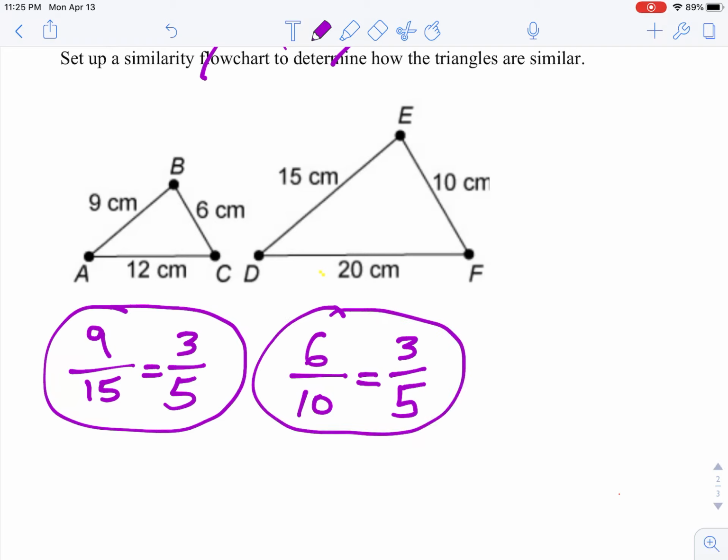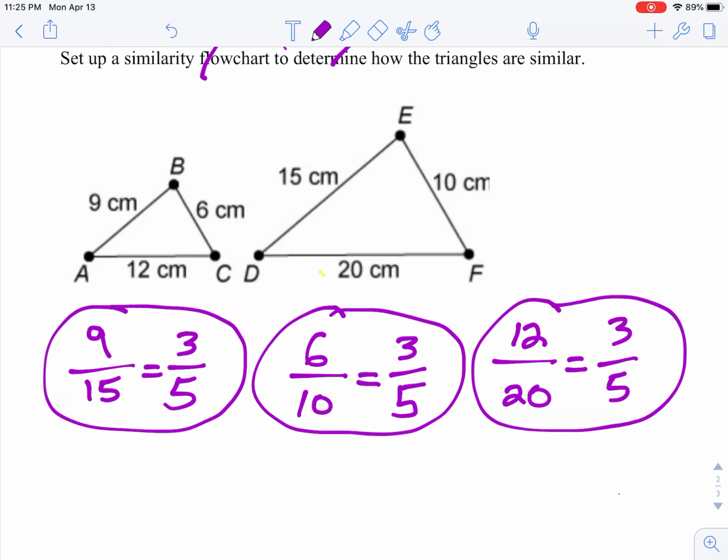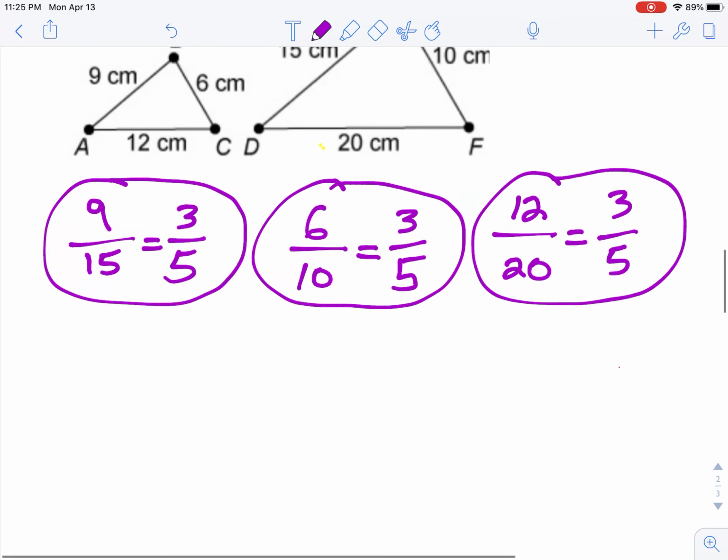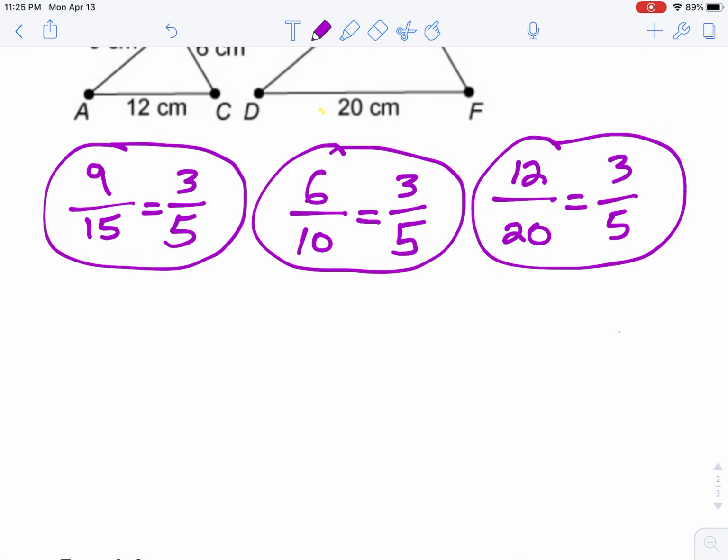And then our last pair of corresponding sides is 12 and 20. A number that can go into 12 and into 20 would be 4. 4 can go into 12 3 times, and 4 can go into 20 5 times. And so if you take a look, all of these pairs of corresponding ratios equal 3/5. So because they have the same value, each of those ratios, that means that these triangles are going to be similar by side, side, side.